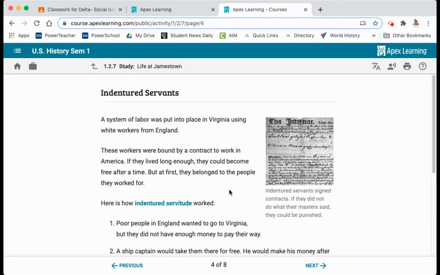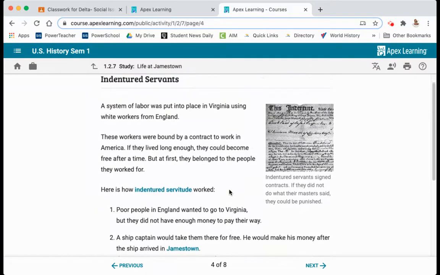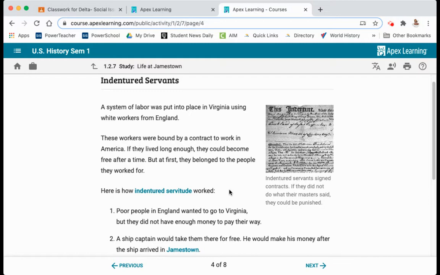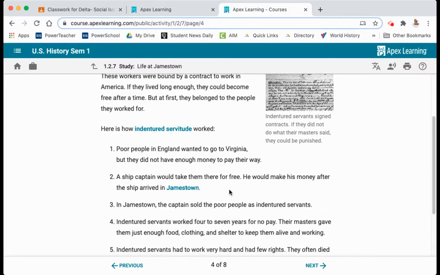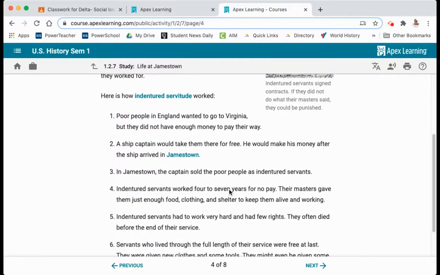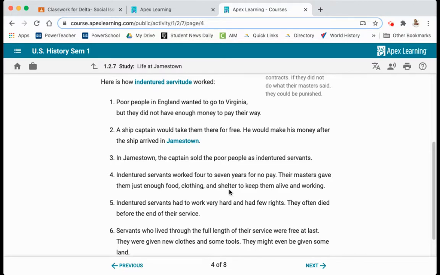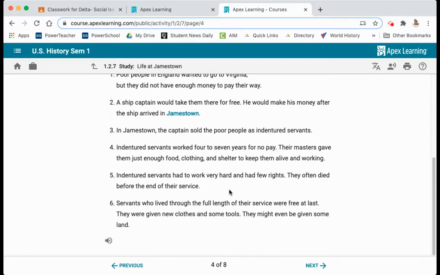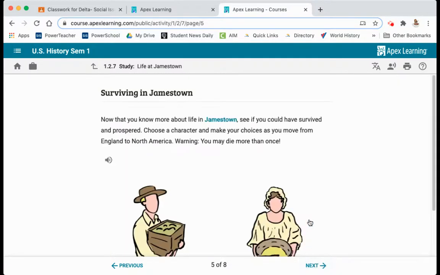And then you're going to learn about indentured servants. These were people that had somebody pay their way to go across the ocean to the New World, and then they had to work for them for free to make up for that money that they spent on their ticket. They worked for 4 to 7 years for no pay, and they would get just enough food and clothing and shelter to keep them alive, usually. It was really hard work, and a lot of them never made it out of their servitude. Some of them would do something and get more time put on, and very few actually made it through. So you will read about that.